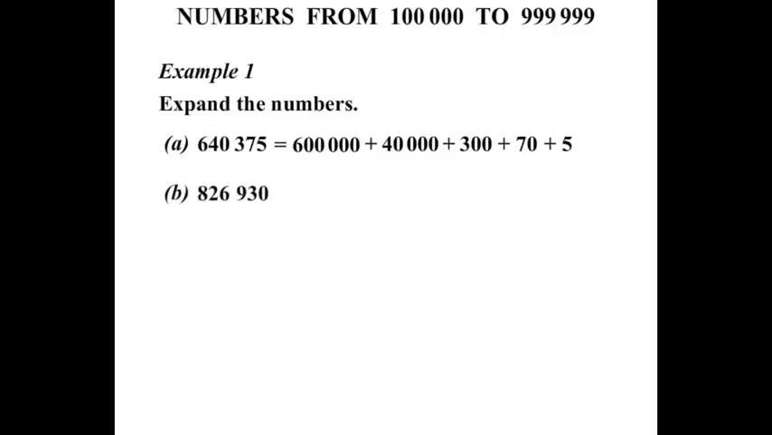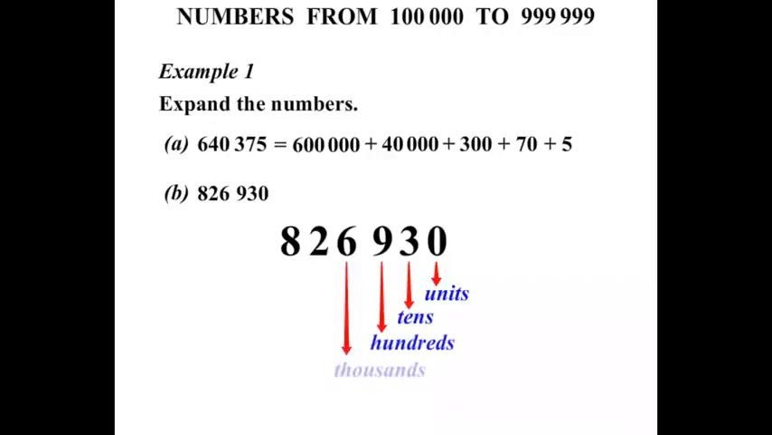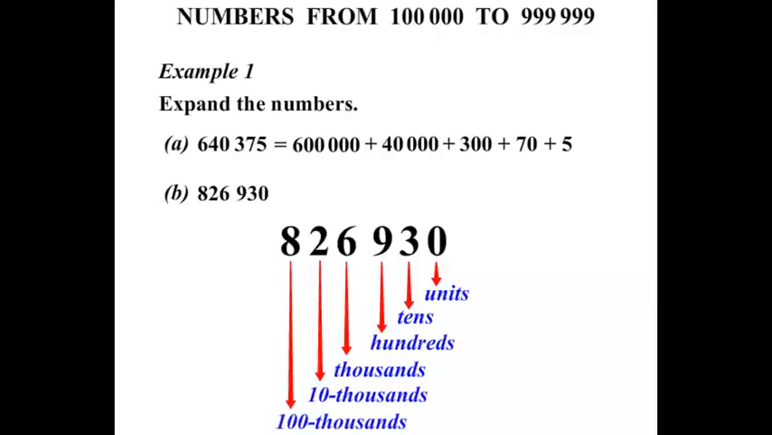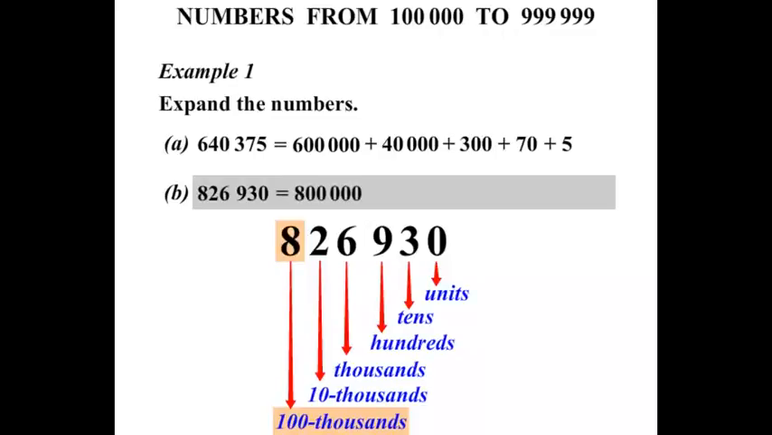The next one, 826,930. Again, let's write it there and go through. Units, tens, hundreds, thousands, 10,000s, 100,000s. The 8 is worth 8 lots of 100,000. So that's 800,000 to start with.